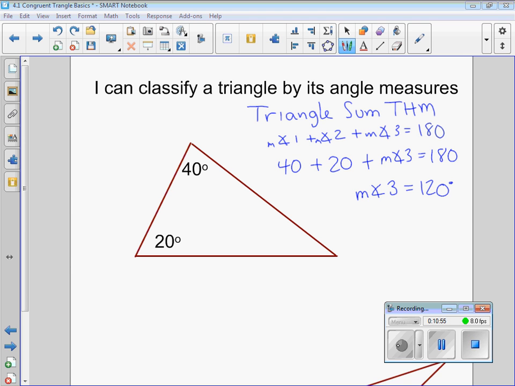Okay, so the measure of that angle is 120 degrees. Certainly it doesn't look like it's 120 degrees, and I'll never classify a triangle by the way it looks. I'll always have factual information. In this case, we're looking at the angles. One of the angles is obtuse, so the answer is an obtuse triangle.